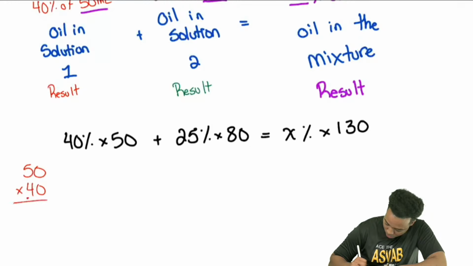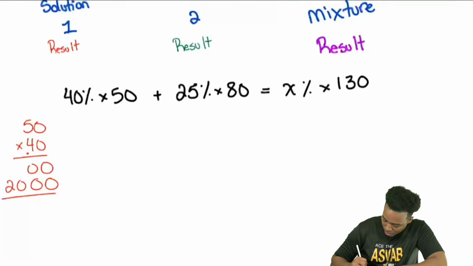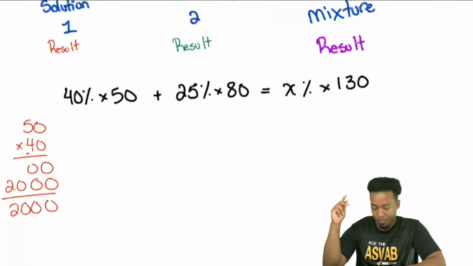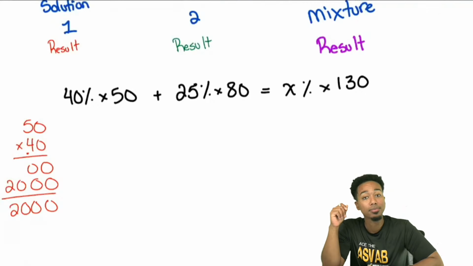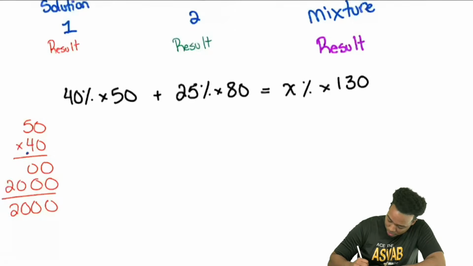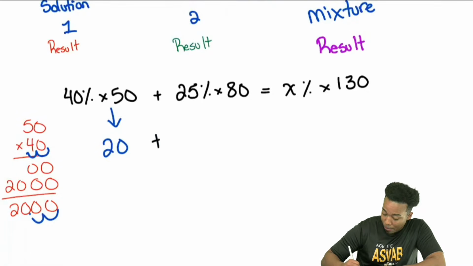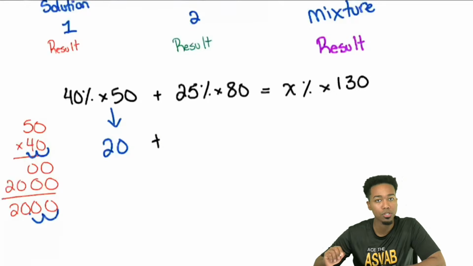I'll put that decimal place right there. We have 0 times 0, 5 times 0, nothing happens. Then we have 0 times 4, then 5 times 4. Then we have 2,000. But everybody, how many decimal places are we moving back? We're moving back 2 decimal places. So that's going to end up being 1, 2, 1, 2. So right here, this becomes 20. That is the amount of oil in that first solution. That's what that 20 represents.